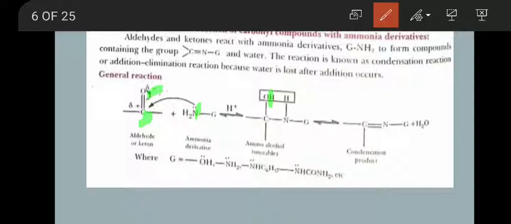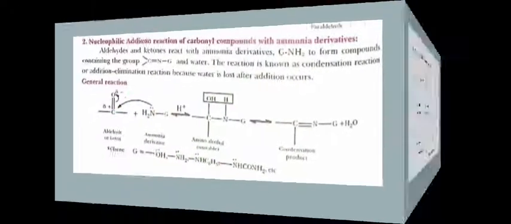and H is shifting from this NH2 to this oxygen. So OH is there, and in the second step this HOH product is formed, and this HOH is further removed, and we get nitrogen doubly bonded with carbon, and oxygen is removed as water. So where G may be OH, these are derivatives of ammonia. When you replace this G with OH, with another NH2, or with aniline, then you get phenylhydrazine. And when you replace this with urea, you get semicarbazide. However, we move on to the next slide.